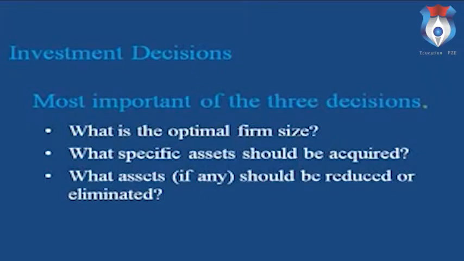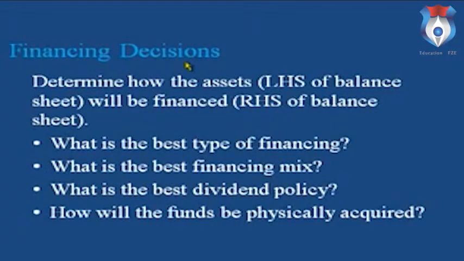Second important decision is the financing decision. It is related with the right hand side of the balance sheet, which includes owner's equity and liabilities. Owner's equity and liabilities are sources of funds. So the finance manager decides what is the best type of financing available to the company, what is the best financing mix, and what is the best dividend policy, and if need arises, how the funds will be physically acquired. So all these are known as financing decisions because they are related with the provision of funds to the business.